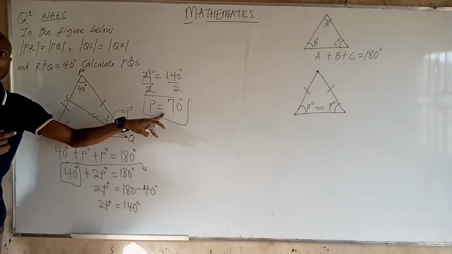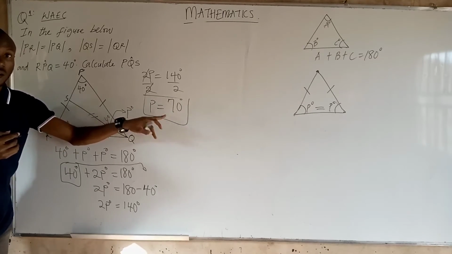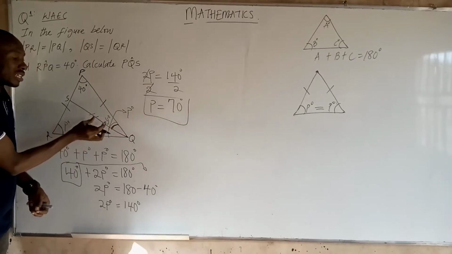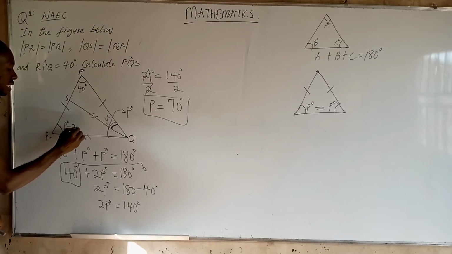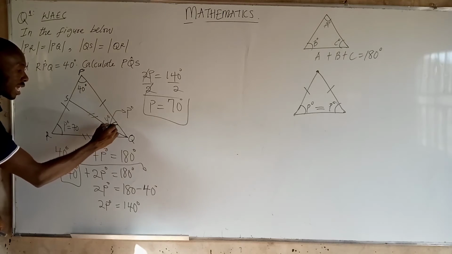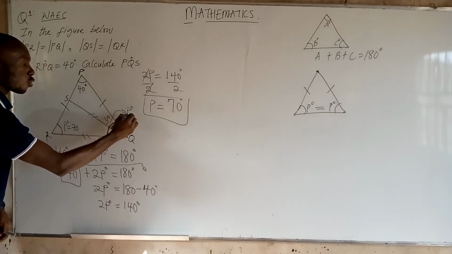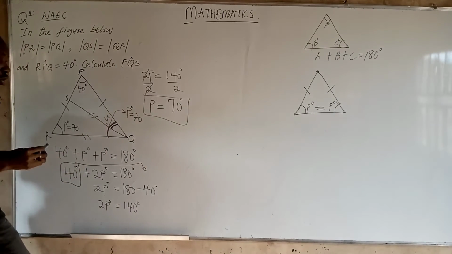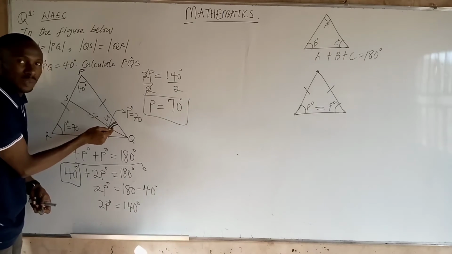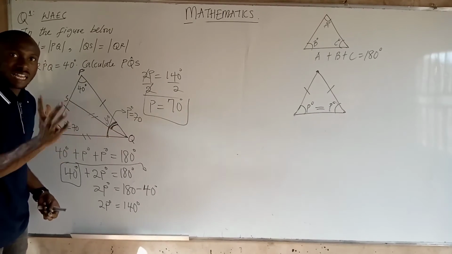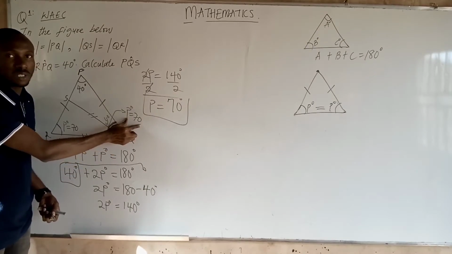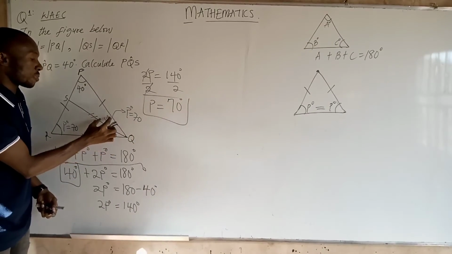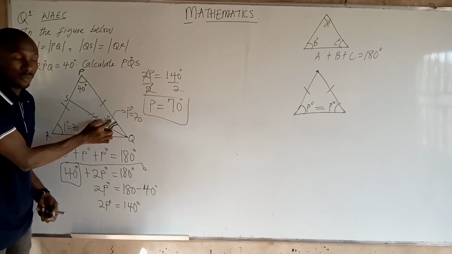But that's not what we are asked to find. It helps us obtain what we are asked to find. So here is now 70 degrees, and the whole angle here at Q is also 70 degrees. But take note, we are asked to find a portion of the angle at Q. Now that we know the total angle at Q to be 70 degrees, it will be easier for us to obtain the y degrees that we are asked to find.